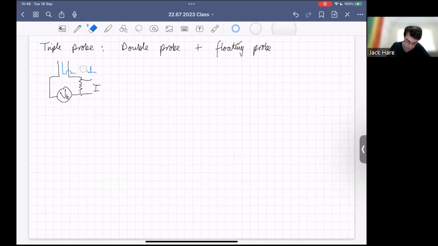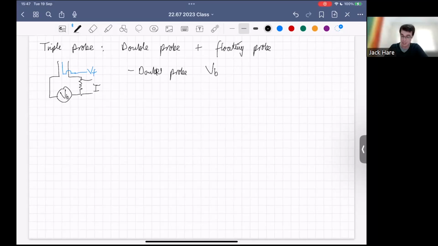Sorry. For this probe, we actually don't measure the current through it because we're going to leave it floating. So we actually measure the voltage that it's at here. So for the double probe, we set our bias voltage to be greater than a few electron temperatures. And maybe this takes a bit of trial and error, but we find it in the end.